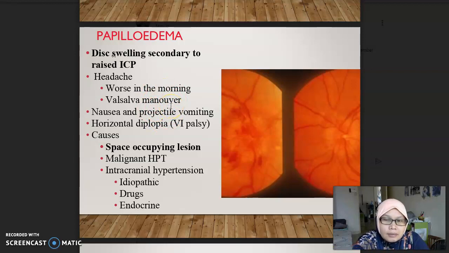Okay, and then you send for imaging, and you will see, is there any occupying lesion? If it's normal, then fine. You check the patient's blood pressure, as probably the blood pressure is high. If everything is normal, probably it's intracranial hypertension. The patient needs a lumbar puncture. Or it can also be idiopathic, secondary to drugs, or due to some endocrine causes.